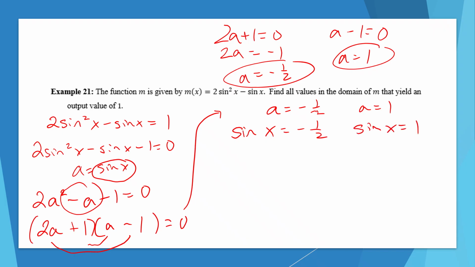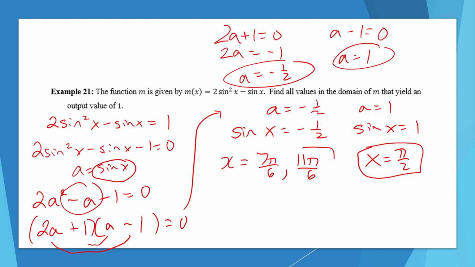Sine of x equals 1. Once we have this, we need to solve both equations. So for this one on the left, I know that this is 7 pi over 6 and 11 pi over 6. And then for the one on the right, I know sine of x should be equal to 1 when it is pi over 2.